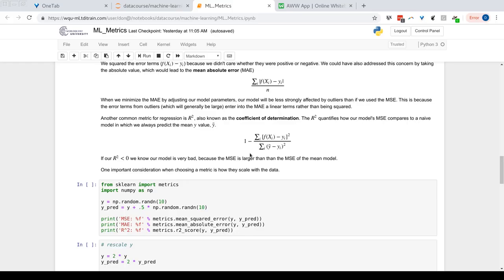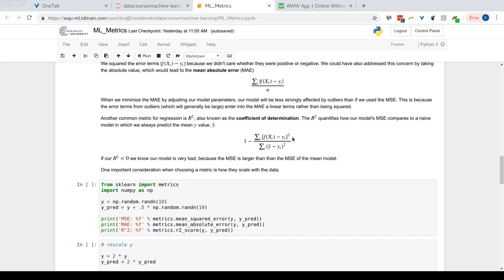If we look at the functional form for this metric, we see it's 1 minus, and we have a fraction. So let's look at the numerator of this fraction. We have here the squared error, the sum squared error. So we have f of x minus y squared, sum them all up for all our observations. So the numerator represents our model's mean squared error.